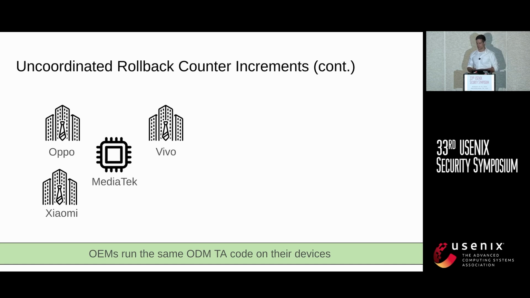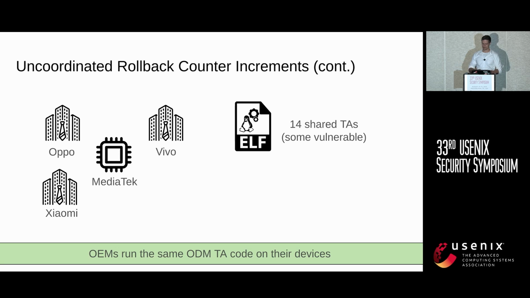So we did not find a specific case of this cross-OEM leakage, but what we found is that Oppo, Vivo, and Xiaomi, three of the major players in the smartphone market, base some of their phones on the MediaTek chipset. We found that 14 of their trusted applications are actually shared on these platforms. Some of them are actually vulnerable, but what prevented us from finding these cross-OEM leakages is that rollback counters were just not used, or the trusted execution environment that they were using didn't even have the feature to prevent these rollback attacks. But for the future, that's definitely something to keep in mind.